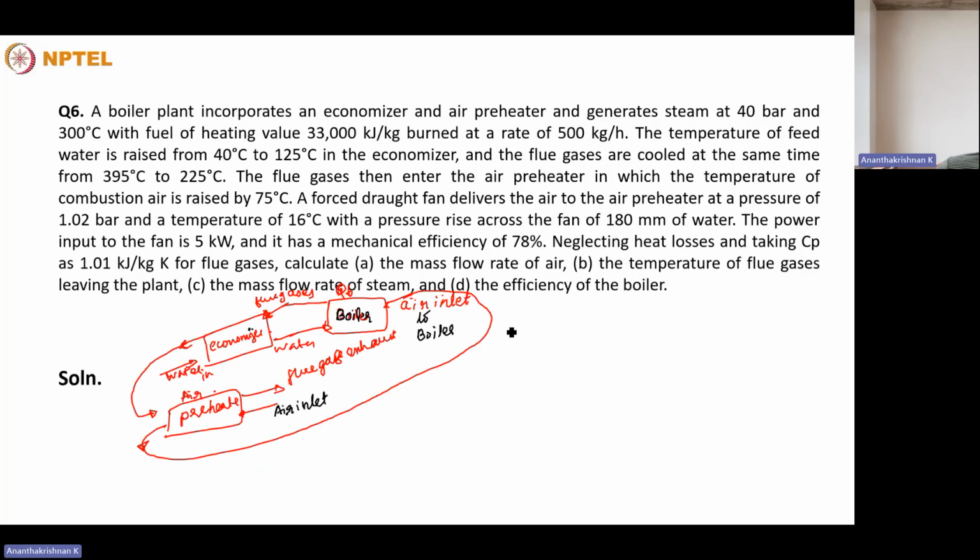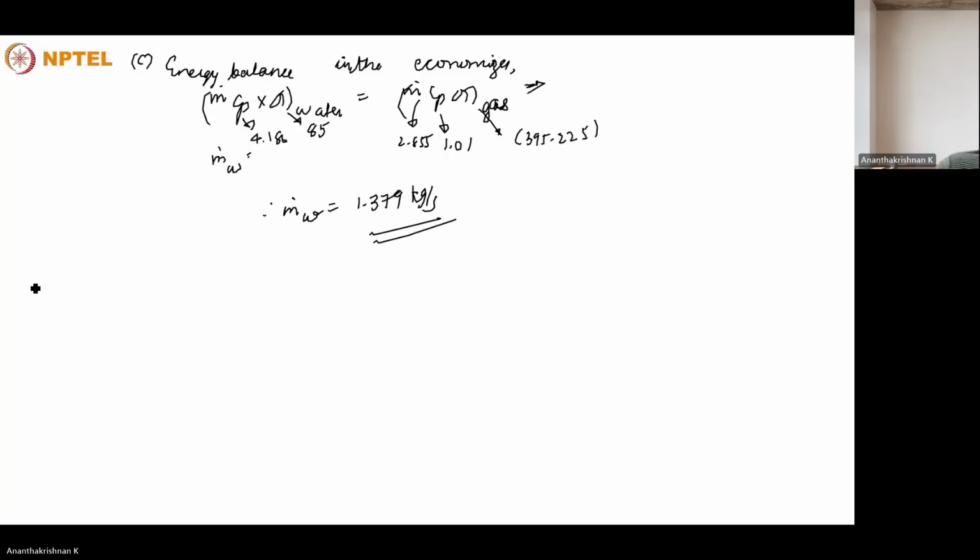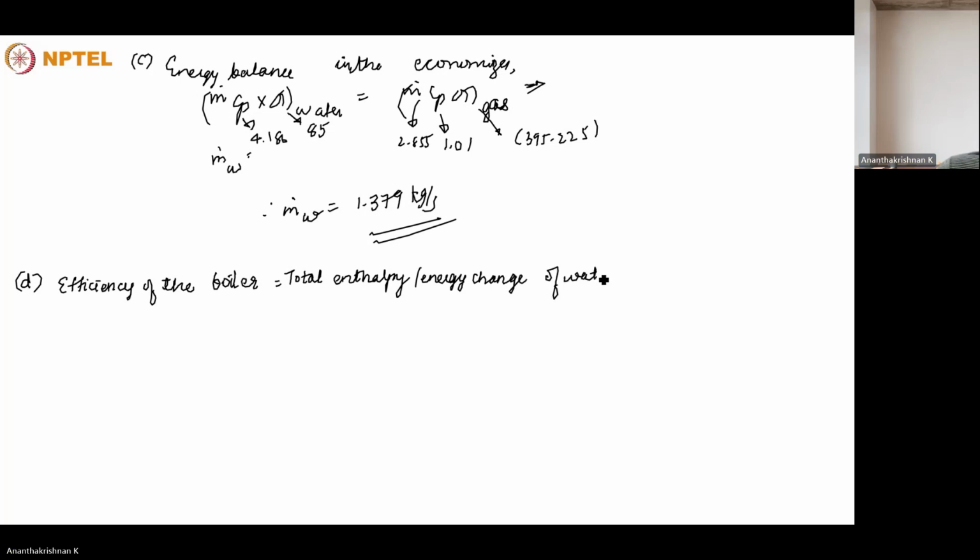Now, the last step is we need to determine the efficiency of the boiler. So, it's equal to the total enthalpy or the energy change of water in the boiler to input energy.